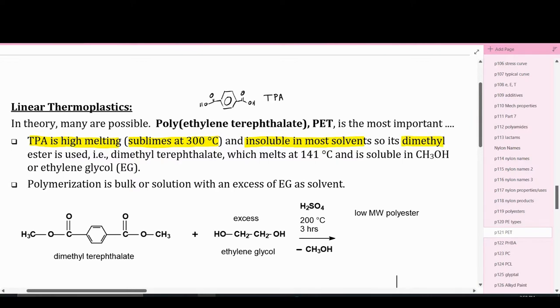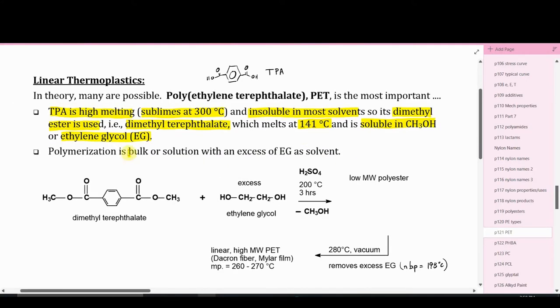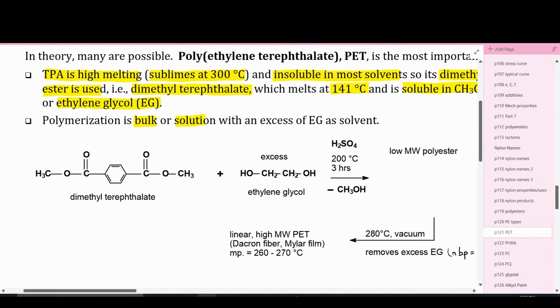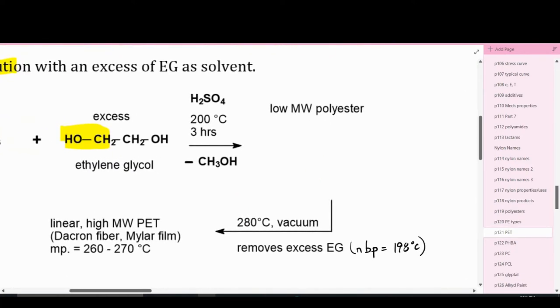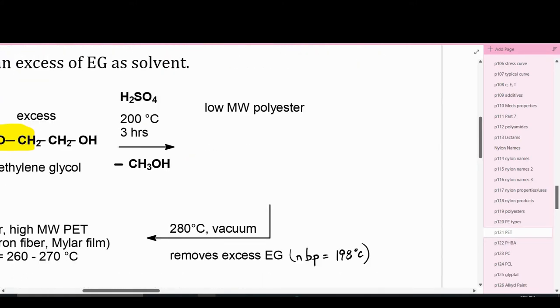So instead, its dimethyl ester is used. So you start with dimethyl terephthalate, so this would be a transesterification. This stuff melts at 141 degrees C, much more amenable, soluble in methanol and ethylene glycol. So polymerization is carried out either in bulk or in solution, for example, with excess ethylene glycol as solvent. This is transesterification, in which the OR group replaces the OCH3 group, and this is done with acid catalyst. We looked at the mechanism, 200 degrees for a few hours, driving out methanol. And we'll get a low molecular weight polyethylene terephthalate ester. And what will that look like? Something like this.